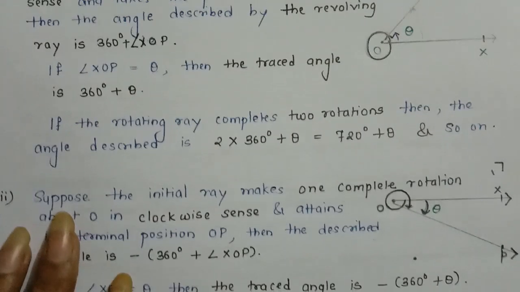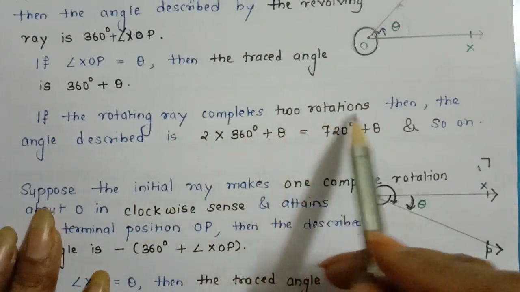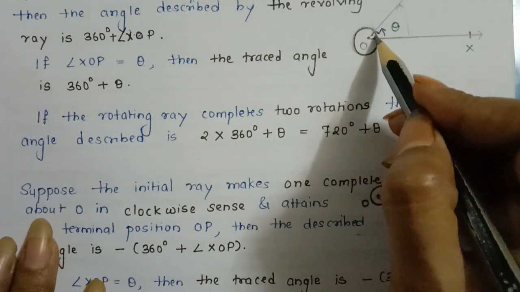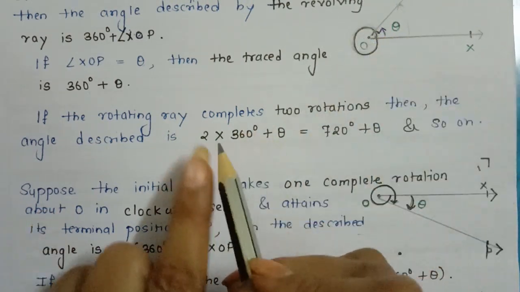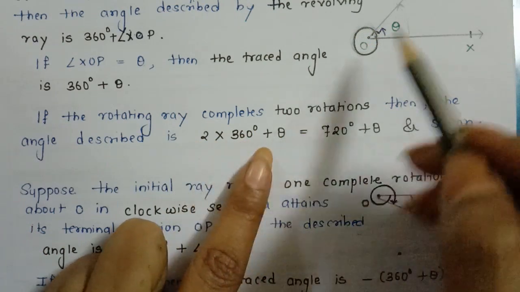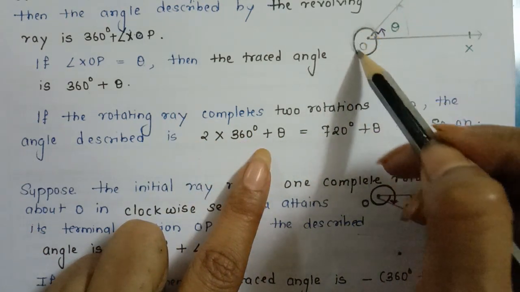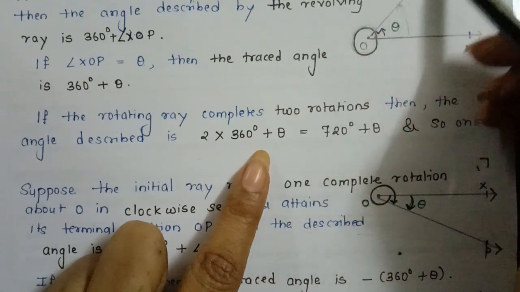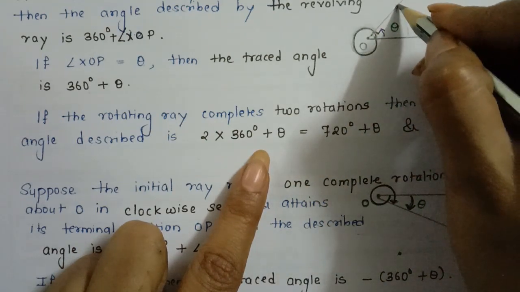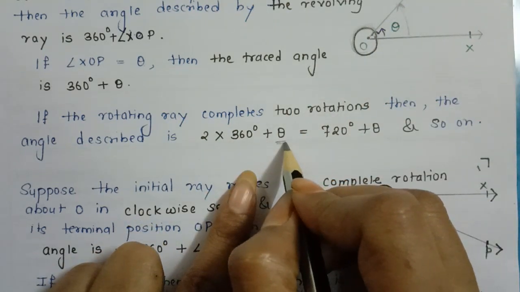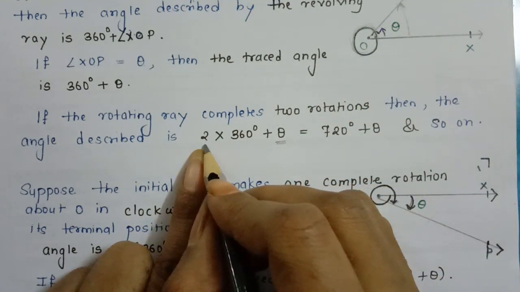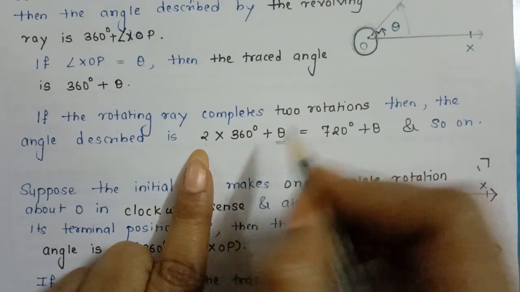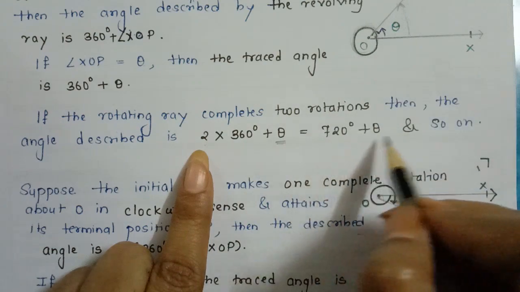Okay, next, if the rotating ray completes 2 rotations. Now see, earlier it was making only 1 revolution. If it is making 2 revolutions, then it will be 2 into 360 plus that angle. This much rotation is happening anyway, but after that it is acquiring this final position OP. So this additional angle we have to add. So how many rotations is it taking? It is taking 2 rotations. So 2 into 360 plus that additional angle, that is 720 plus theta.